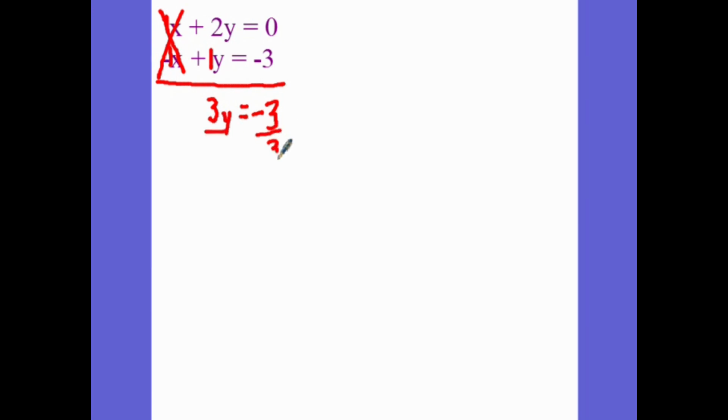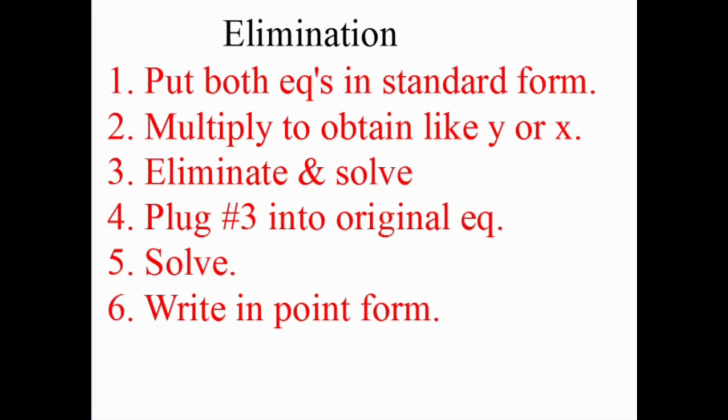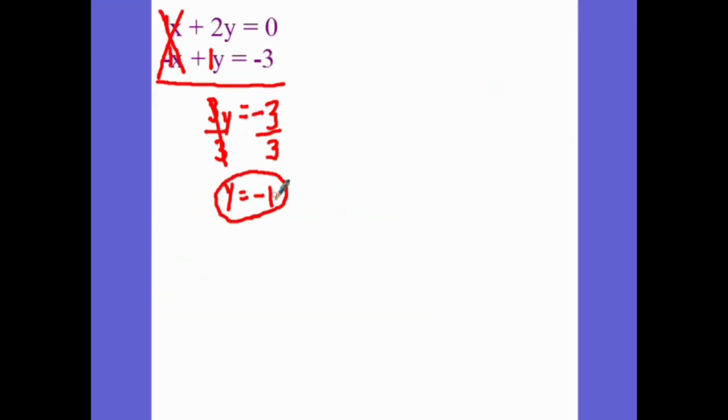3 is touching the y, so I will eliminate them by dividing by 3. Negative 3 divided by 3 is negative 1. I circle that so I remember to use it. Next, I go back up into one of the original equations. If you're paying attention, this is step 4. Which equation would you like, the top or the bottom? You said the top? Good idea.